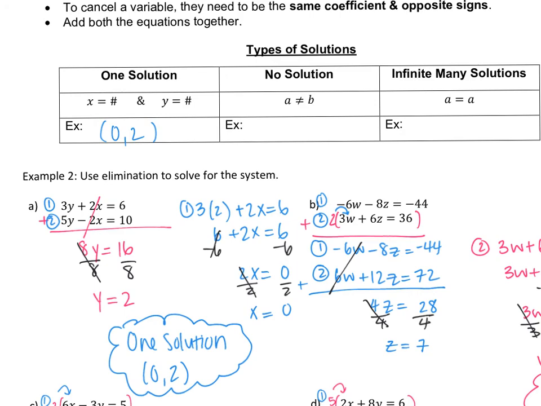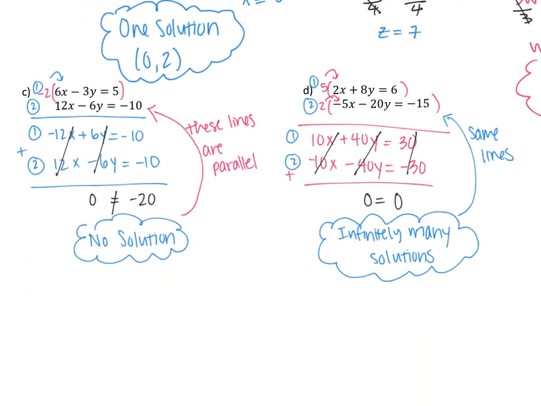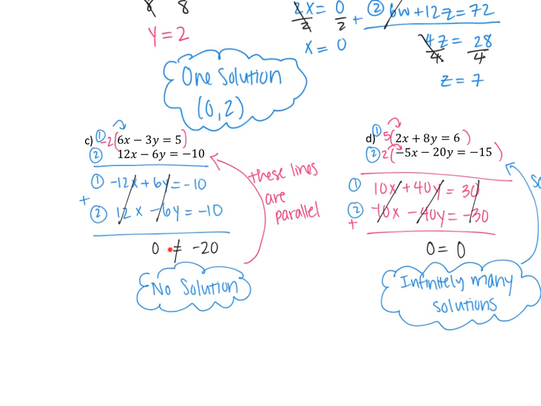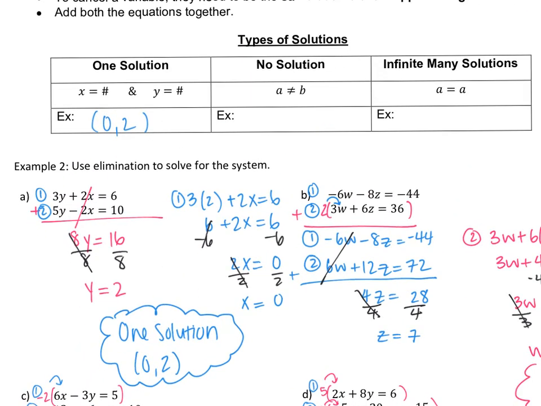Whereas no solution would be very much like part C, where you were working it out, but then you notice as you canceled out things, both sides had different numbers, so they can't equal each other. So that's a no solution. Let me write that as an example. If you had 0 on one side and the other side was equal to 20, well, those can't equal. So this is no solution.